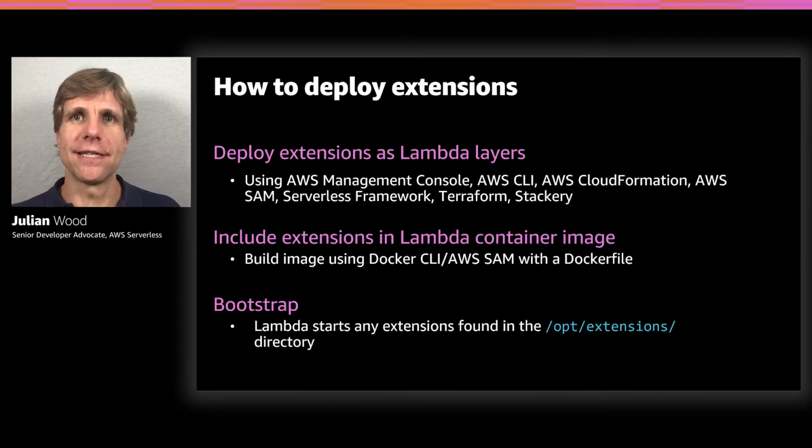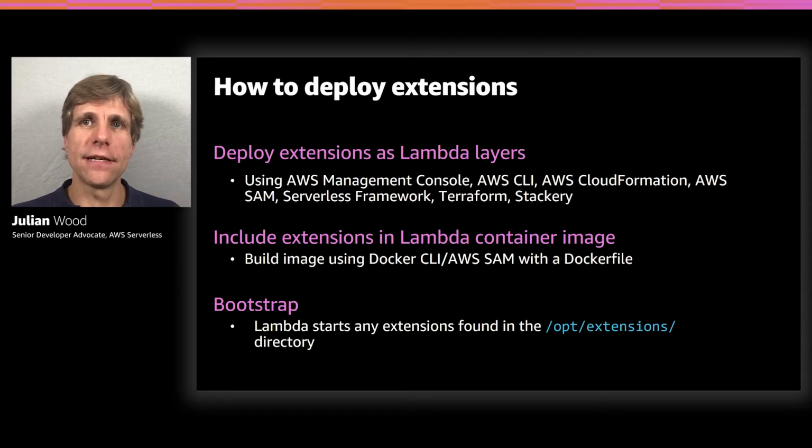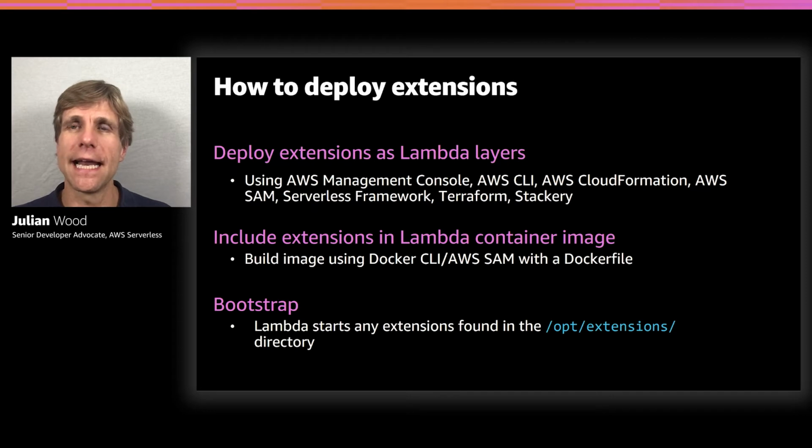You deploy extensions into your environment for zip archive functions by using a number of tools to add a Lambda layer to your function, and then adding some configuration information via environment variables to use or consume the capabilities of the extension. For functions deployed as container images, you can include the extensions within the image. This is built using the Docker CLI, AWS SAM, or the AWS CLI. Lambda then searches the opt extensions directory for both packaging formats and starts any extensions found.